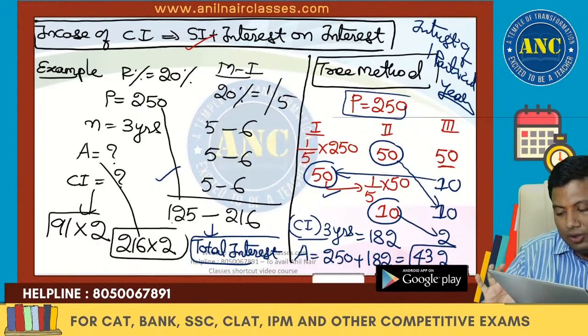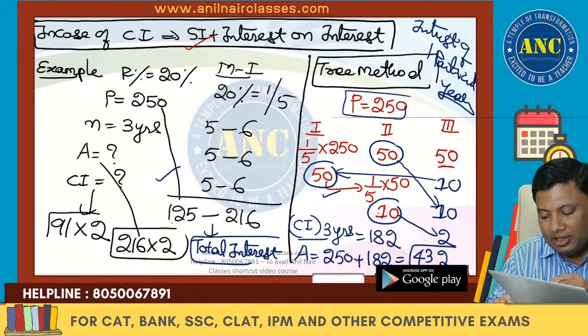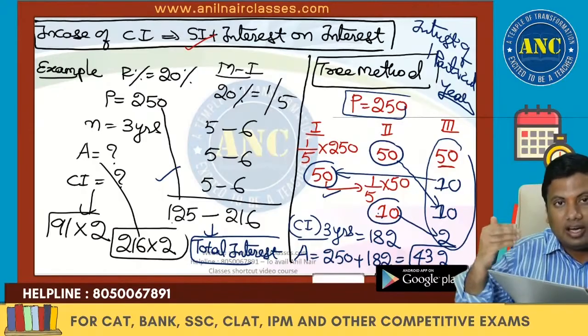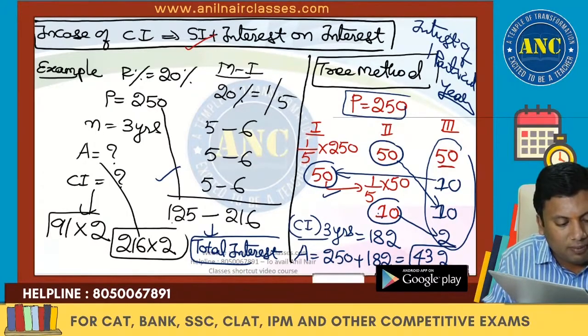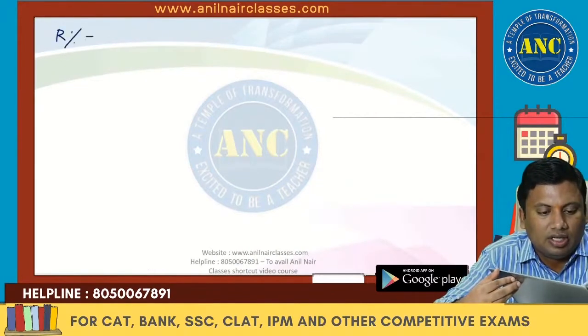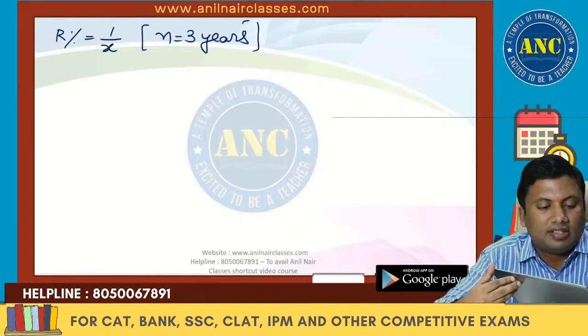The idea is to tell you that if you ask what is the CI for the second year, it is 50 plus 10, 60. What is the CI for the third year? It is nothing but 72. Like that, like I did in the previous problem, you can create a lot of questions. One beautiful conclusion: if R percentage is 1 by X and N is given as 3 years.